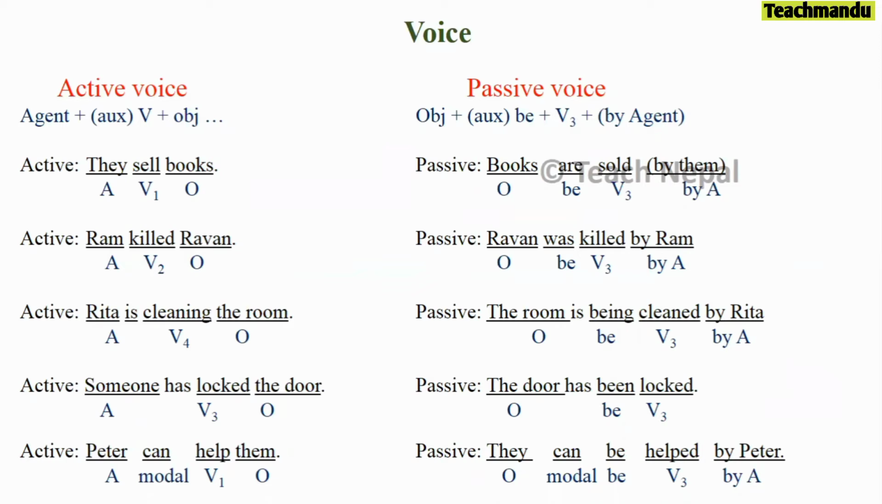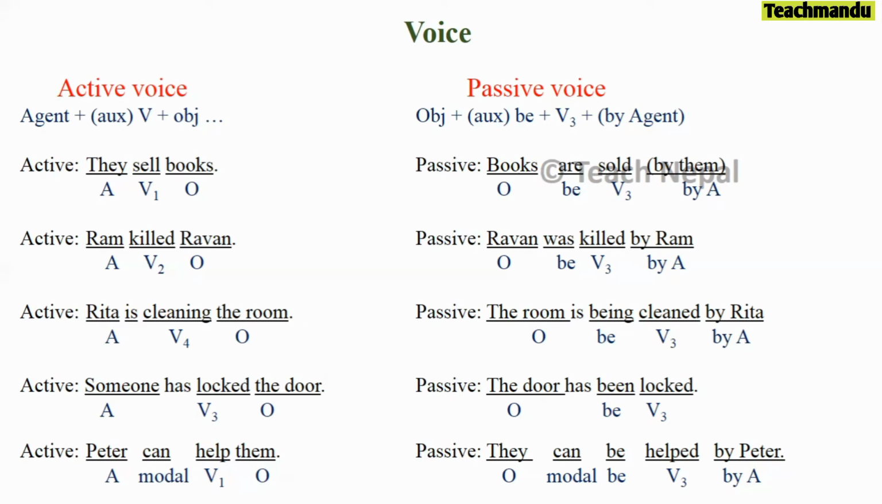So active, they sell books, passive, books are sold by them. So that's subject plus verb 1 plus object, and the structure in passive is object plus verb plus what you call the agent or subject. We can write in this way. You can see Ram killed Ravan. Ravan was killed by Ram. So this, killed, is the past verb. If there is a past verb, there should be was or were as the auxiliary verb in the passive sentence, and we have to write the verb 3 form as it is given there.